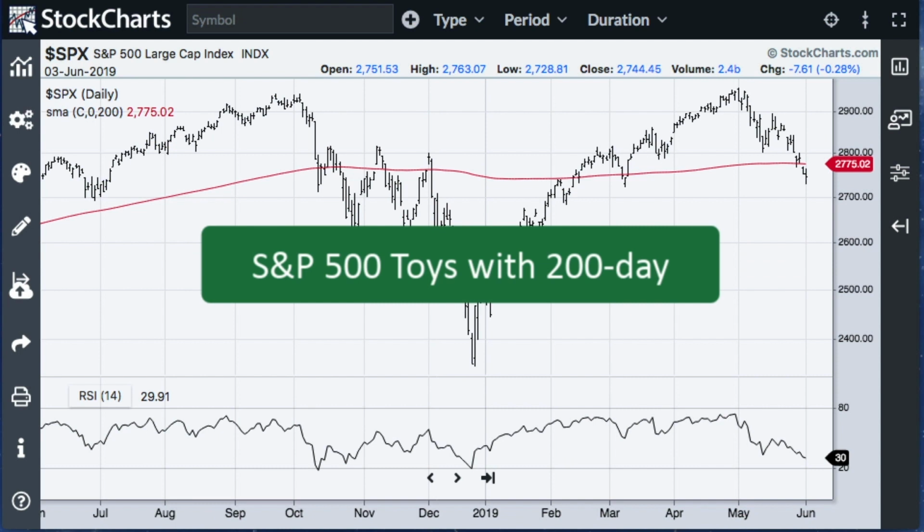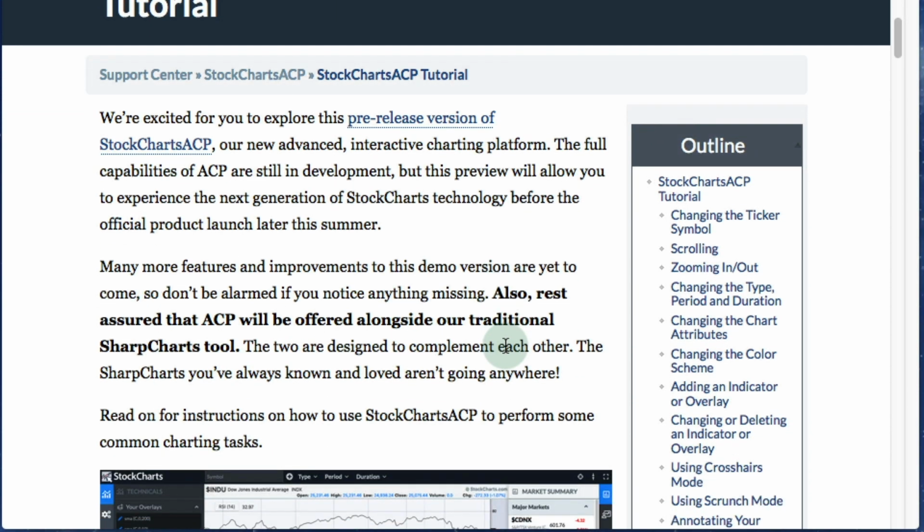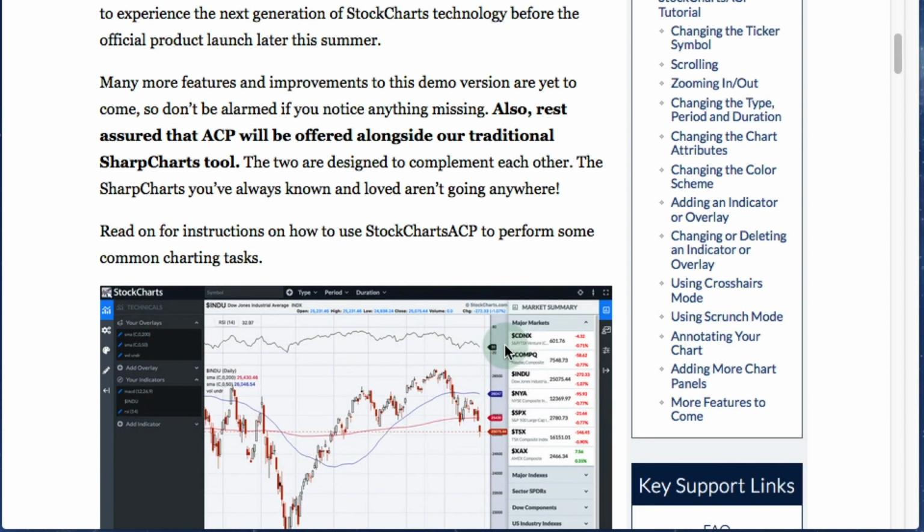So here I am on the ACP, the advanced charting platform here at StockCharts.com. If you need any help learning all the buttons and how to work it, it's pretty intuitive. Once you start playing around with it, you're going to get the gist of it pretty quick. On the left-hand side at the bottom, there is an I button for instructions, and you can click on that link and you'll get a tutorial on using the StockCharts ACP.